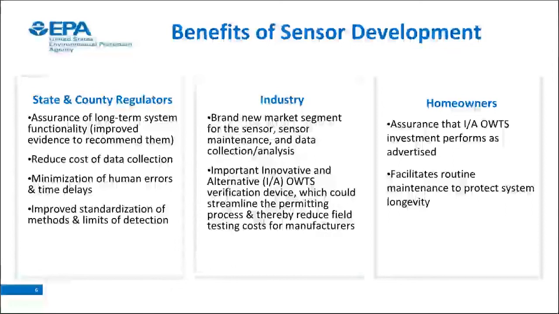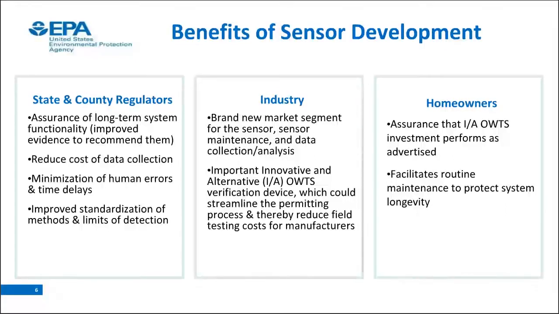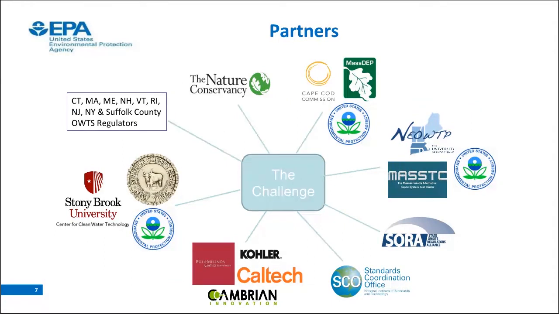Some of the benefits of that sensor development would be assurance of long-term system functionality, reduced cost of data collection, and minimizing human errors. It could create a new market segment for industry, so there could be opportunities there. Homeowners and communities would have assurance that their individual IA systems, innovative septic systems, were working as advertised, and it would help identify when systems were out of compliance, so that we could identify when to intervene and take steps to improve or maintain systems.